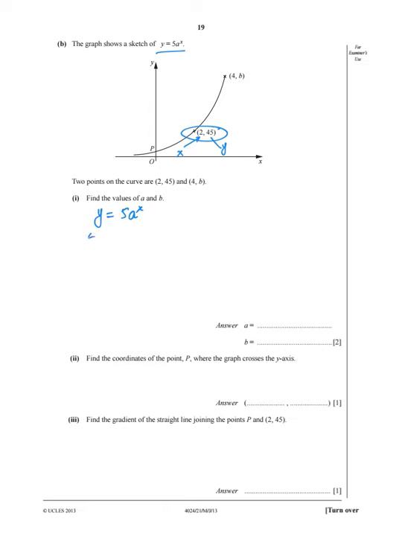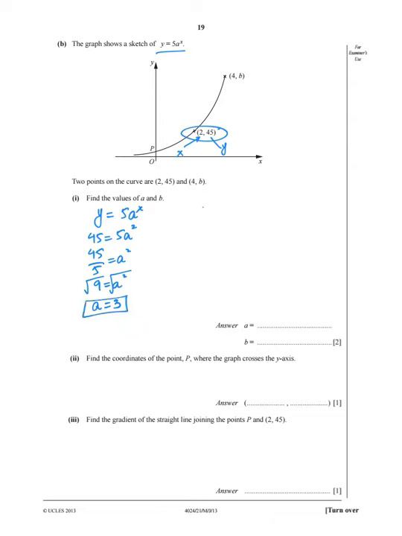So instead of y, I will place 45 equals 5a, and the value of x is 2. And 5 is multiplying on the right side. When you shift it to the left side, it will be 45 divided by 5 equals a squared. 45 divided by 5 is 9, equals a squared. Apply root on both sides, so a equals positive 3. That is the value of a.